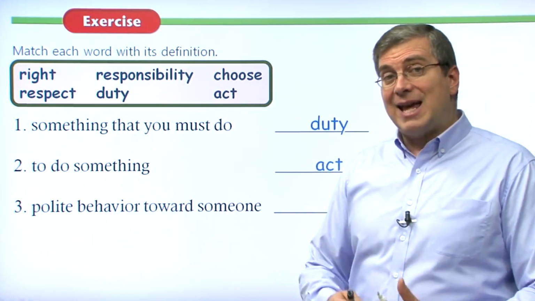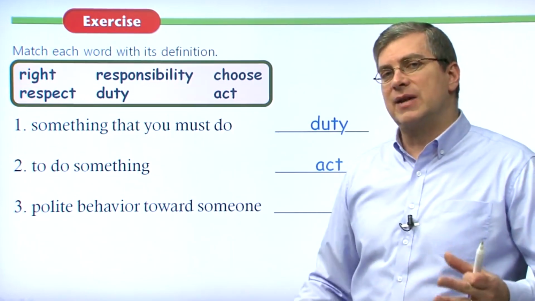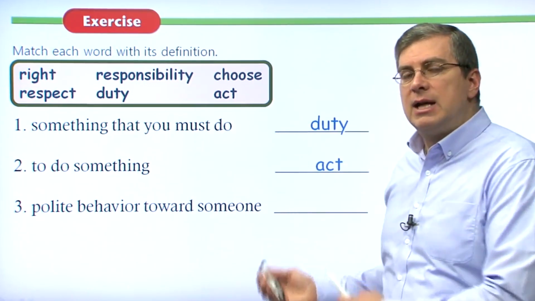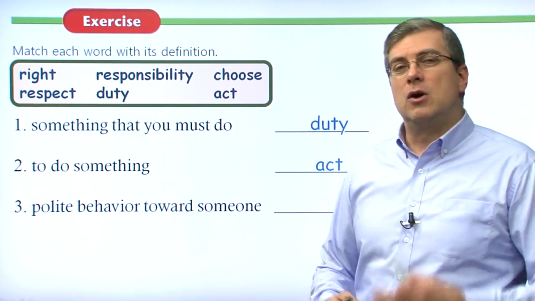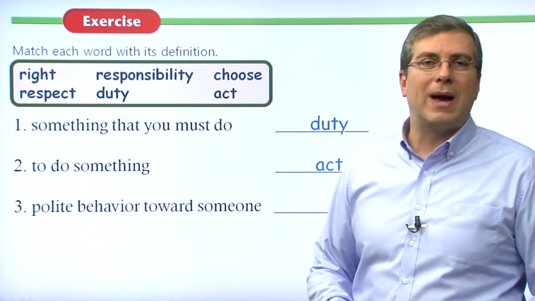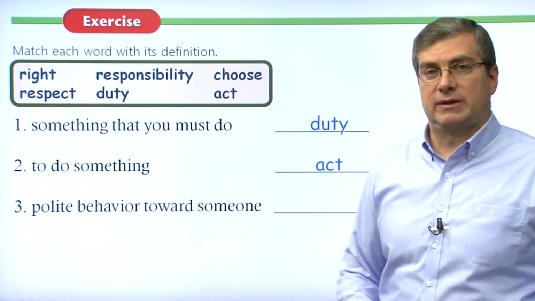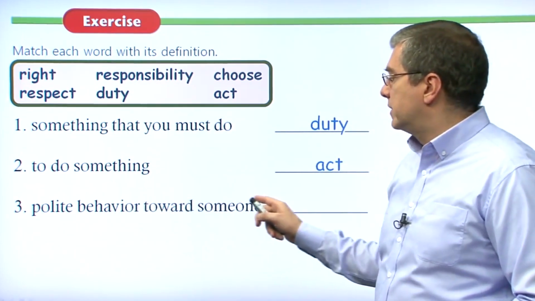During the day, you are acting in a certain way because you're doing many things. How do you do those things? That is how you act. You should act responsibly. You should act politely. Don't be rude. Don't act in a rude way. Act in a polite way. Do things responsibly. Okay, number three, polite behavior towards someone.